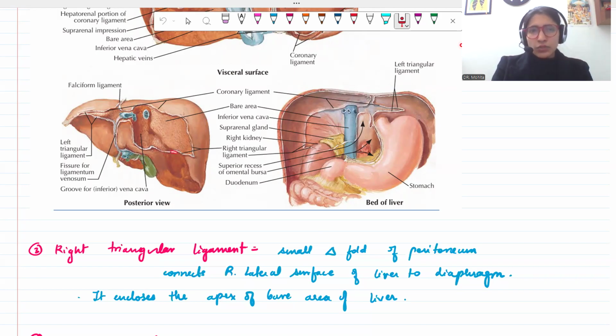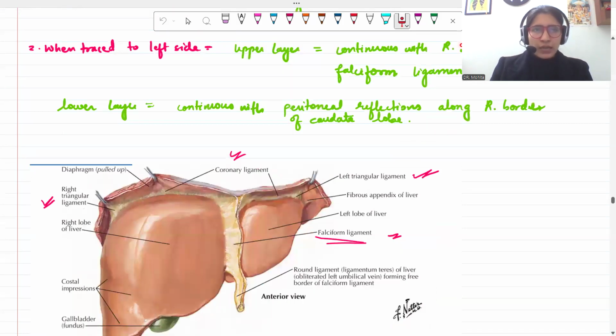ठीक है, अगर हम इसको राइट तक एक्सटेंड करेंगे तो ये दोनों मिलके राइट ट्रायंगुलर लिगामेंट बना लेंगे. And if we trace it to the left side, this upper part of this coronary ligament becomes continuous with the right part of falciform ligament. Can you see? Like दो है ना falciform ligament, so it becomes continuous with the right part of falciform ligament, and the lower one it reflects over the caudate lobe. So क्या लिखा है एक बार देख लो.